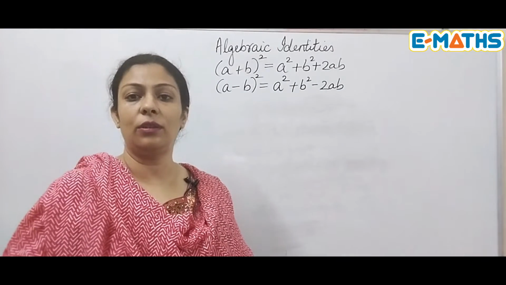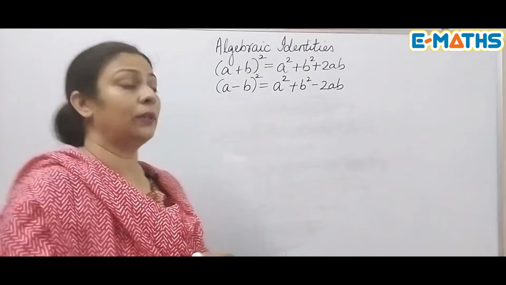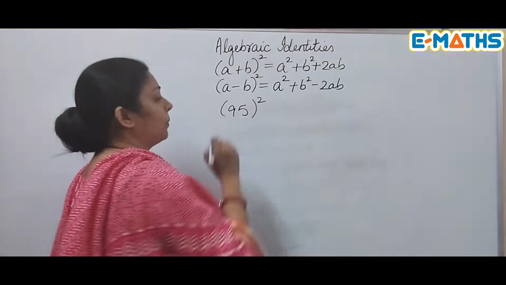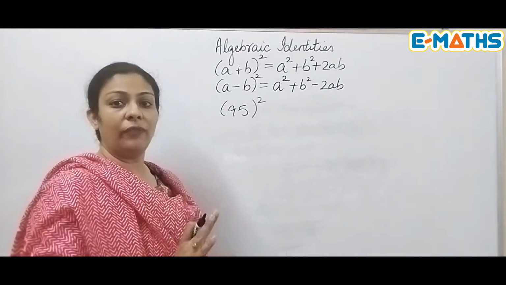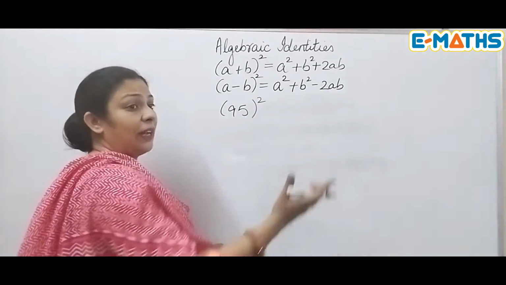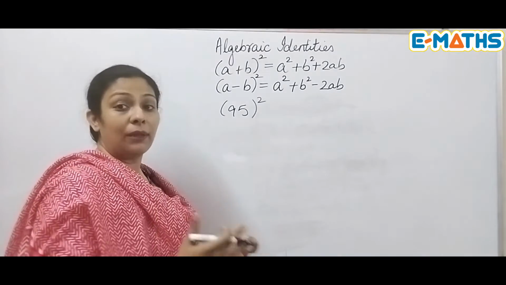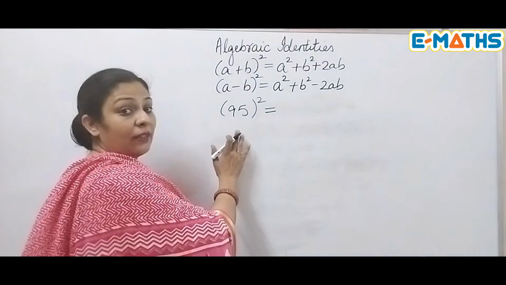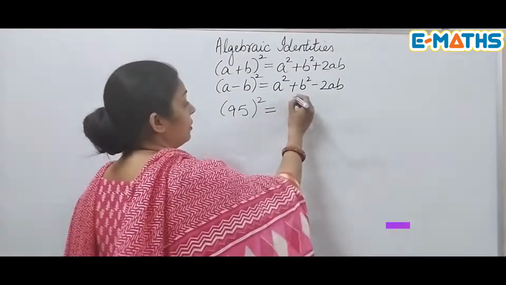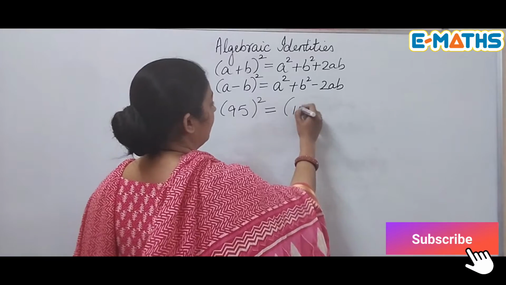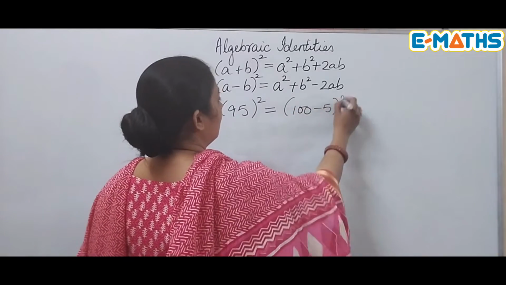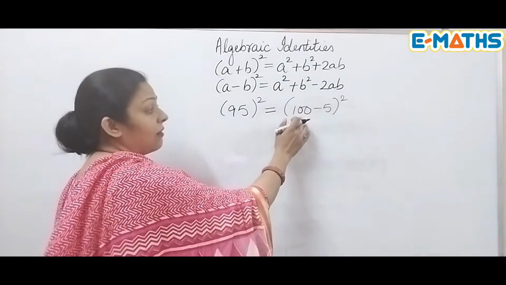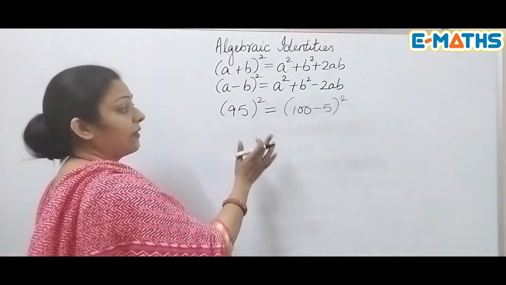If you come across a question where you have to solve, let's say, 95 whole square using an identity, here we mean that you cannot multiply 95 by 95 and give the answer, but you have to use an identity. So for this question, you first write it in the form of an identity. This can be written as (100 minus 5) whole square. Don't forget this whole square, and if you want to check, 100 minus 5 is 95. So yes, it is 95 whole square.